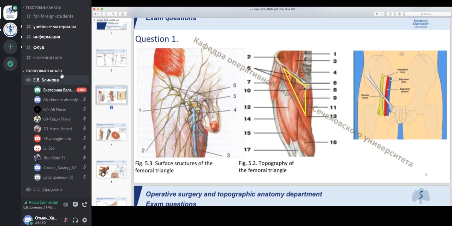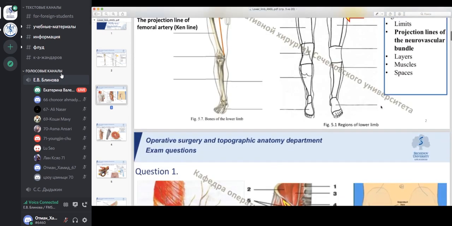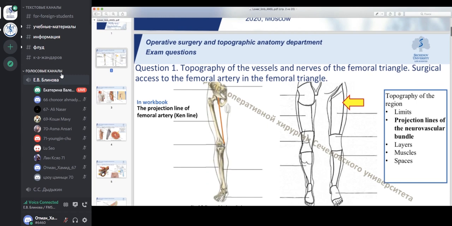Inside of the femoral triangle, the femoral artery, femoral vein, and femoral nerve are located. In this triangle, you can make a surgical access to the femoral artery, femoral vein and femoral nerve along the projection line. The projection line of the femoral artery is the line which connects the middle of the inguinal ligament with the medial epicondyle of the femur. This projection line is called the Kanal line.